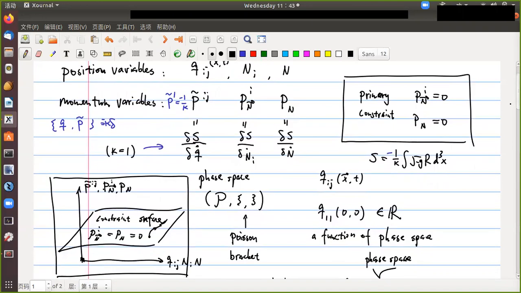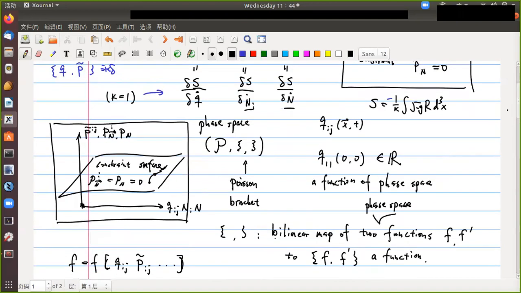These formulas are valid at all time, and the action at all time is completely independent of n dot and ni dot. So these primary constraints have to be valid at all time. It means that the time evolution has to preserve these two constraints.